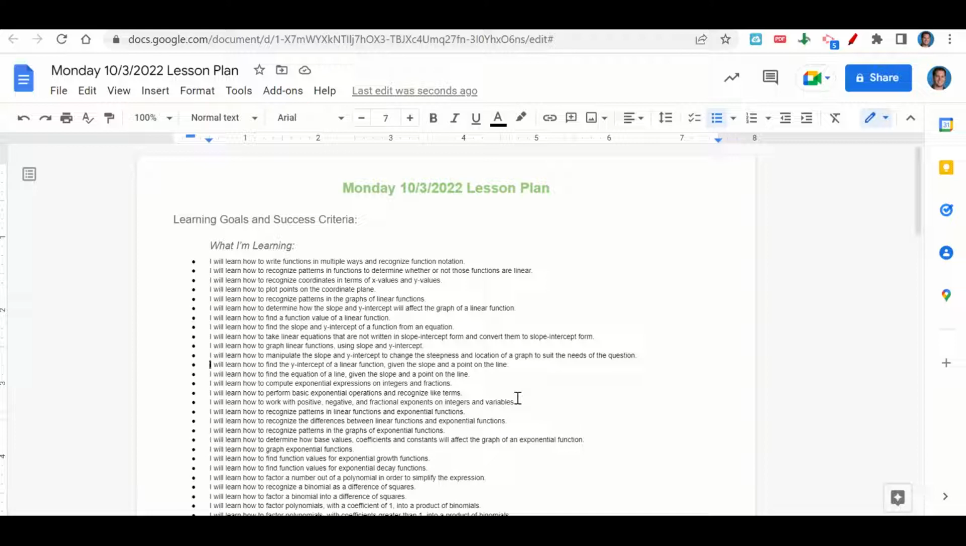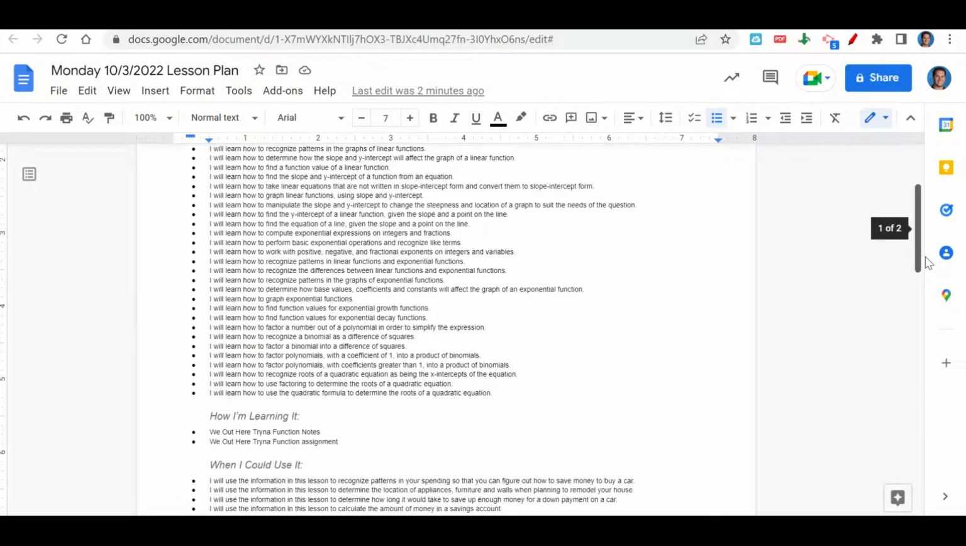how to factor polynomials with a coefficient of 1 into a product of binomials, how to factor polynomials with coefficients greater than 1 into a product of binomials, how to recognize roots of a quadratic equation as being the x-intercepts of the equation, how to use factoring to determine the roots of a quadratic equation, and how to use the quadratic formula to determine the roots of a quadratic equation.